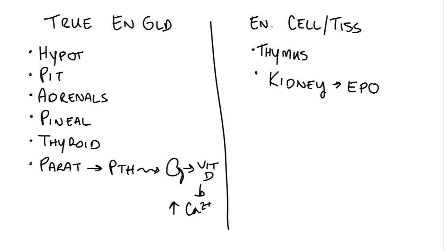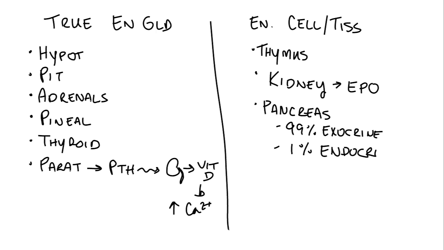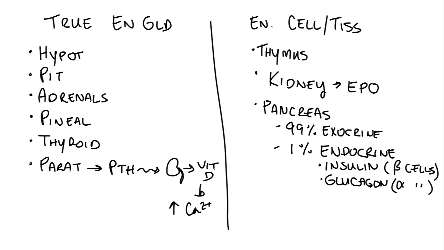The pancreas. The pancreas is actually 99% exocrine, and it produces digestive juices that are pushed into the digestive tract, which actually help to digest and break down our food. That means that only 1% is actually endocrine, and those hormones that it makes are insulin, made by the beta cells in the pancreatic islets, and then glucagon, made by the alpha cells in the pancreatic islets.